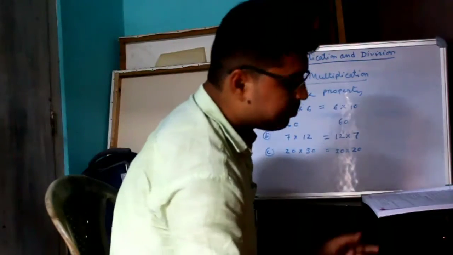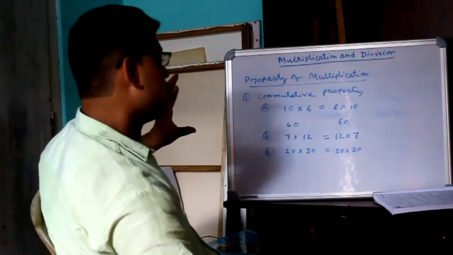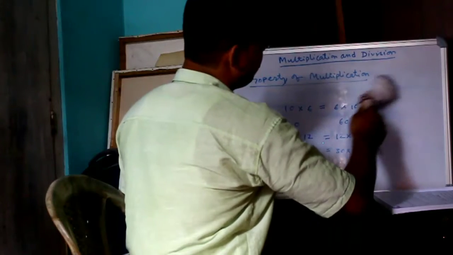So these types of statements we can write as commutative property. Examples.